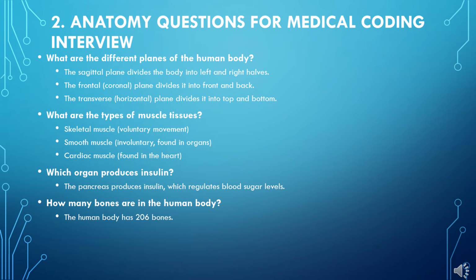What are the types of muscle tissues? Skeletal muscle, voluntary movement; smooth muscle, involuntary, found in organs; cardiac muscle, found in the heart. Which organ produces insulin? The pancreas produces insulin, which regulates blood sugar levels. How many bones are in the human body? The human body has 206 bones.